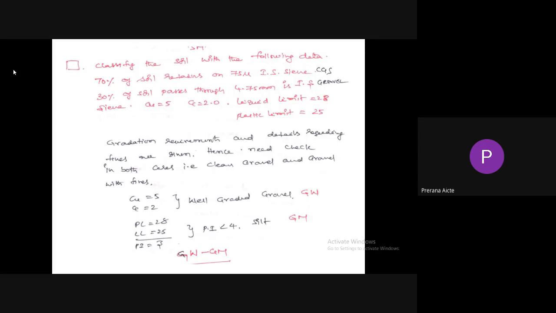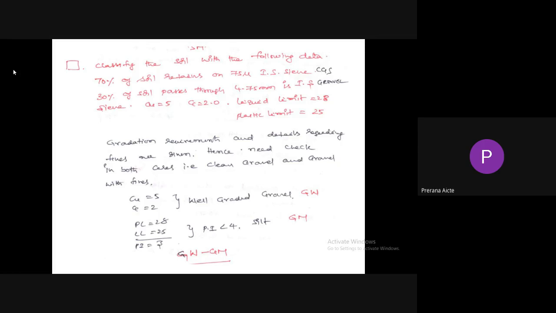So another problem, classify the soil with the following data. 70% of soil retained on 75 micron IS sieve. So more than 50% soil is retained on 75 micron IS sieve, so it is called as coarse grained soil. So 30% of soil passes through the 4.75 IS sieve. So 30% passes, that means 70% is retained. So 70%, more than 50%, is retained on 4.75 mm IS sieve. Hence it is called as gravel.